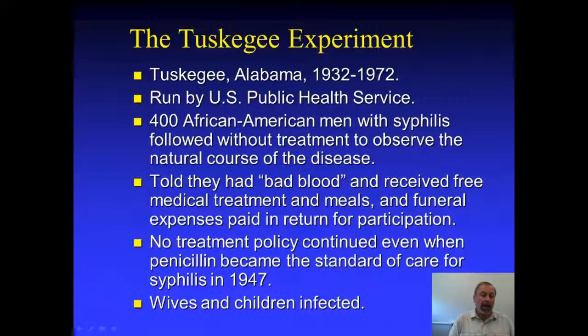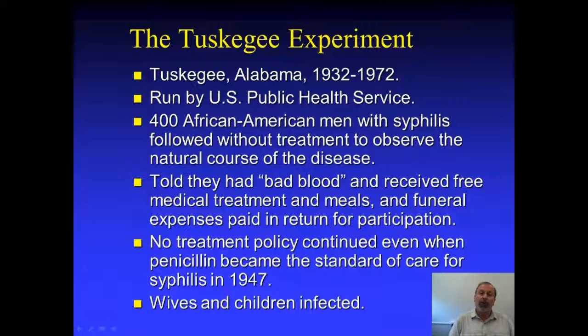It began in the early 30s when 400 African American men with syphilis were recruited. These were poor men, sharecroppers, and they were basically told that they had bad blood, and that it would be good for them to participate in the study. They would get free medical treatment and meals, and if they were to die, then they would get their funeral expenses paid.